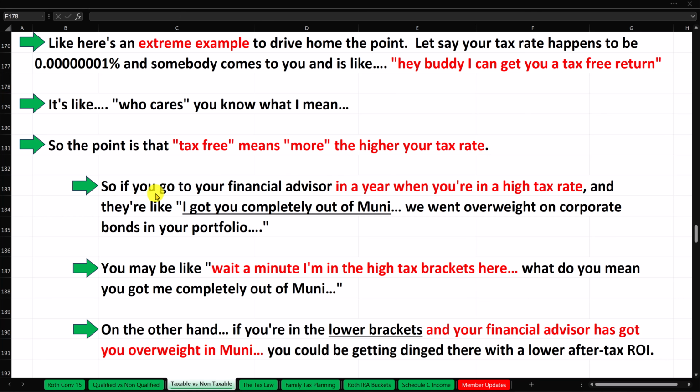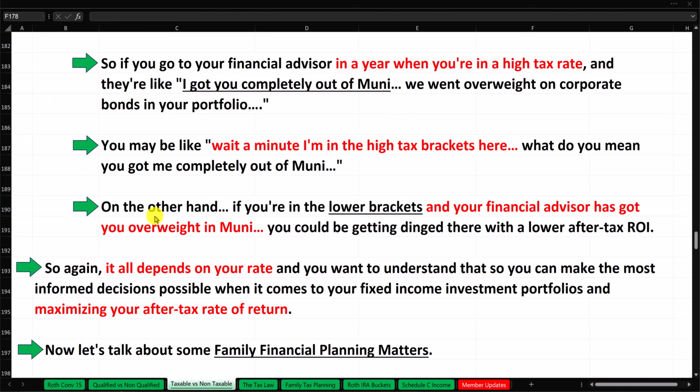So for example, let's say you go to your financial advisor in a year when you're in a high tax rate and they're like, I got you completely out of muni. We went overweight on corporate bonds in your portfolio. Well, you might be like, well, wait a minute. I'm in like the highest tax brackets here. What do you mean you got me completely out of muni? On the other hand, if you're in the lower brackets and your financial advisor has got you overweight in muni, you could be getting dinged there with a lower after-tax return on investment, as we just demonstrated.